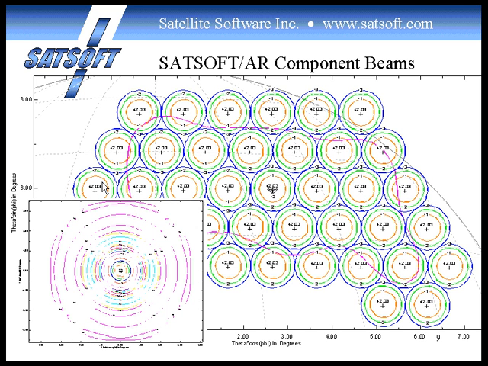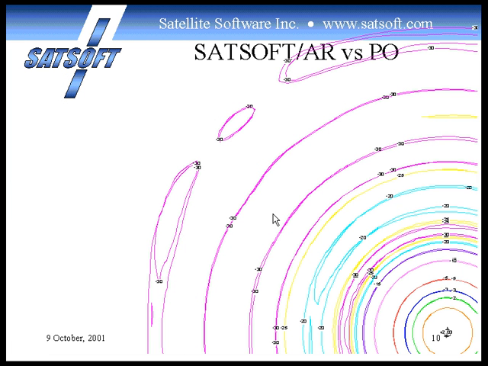This is a grid of beamlets computed using the analytic reflector model. Each beamlet corresponds to a feed horn in the focal plane of the reflector antenna. All of the beamlets are identical since they're computed from the analytic function that I just showed. The inset shows the side lobe structure, and note that the pattern is circularly symmetric.